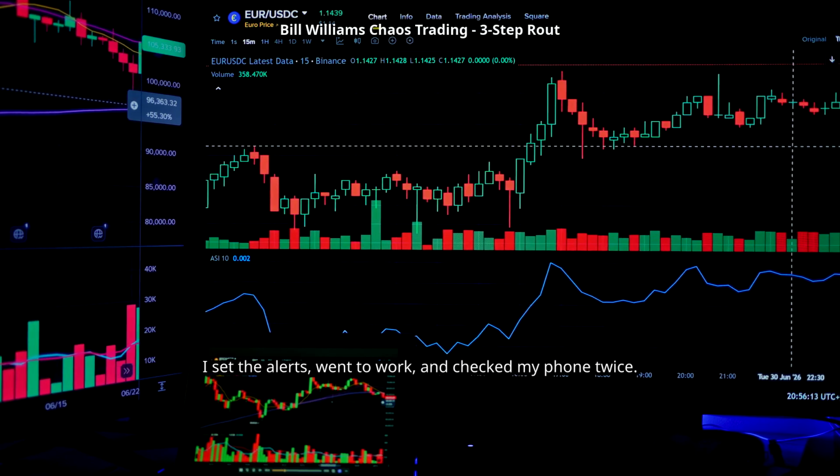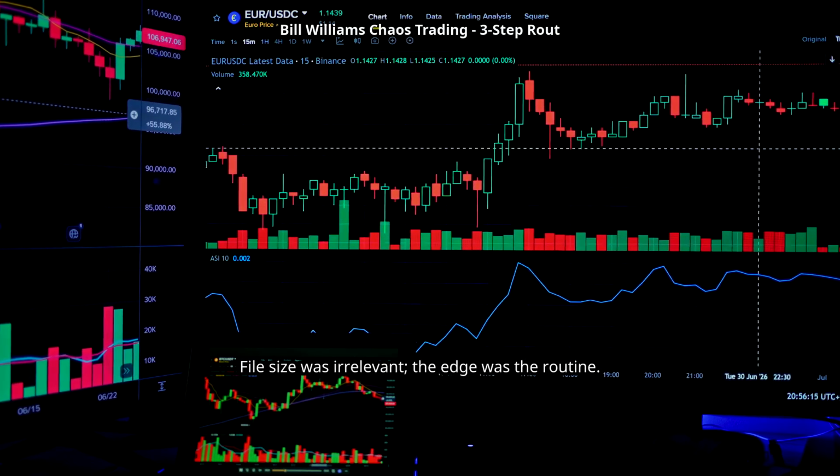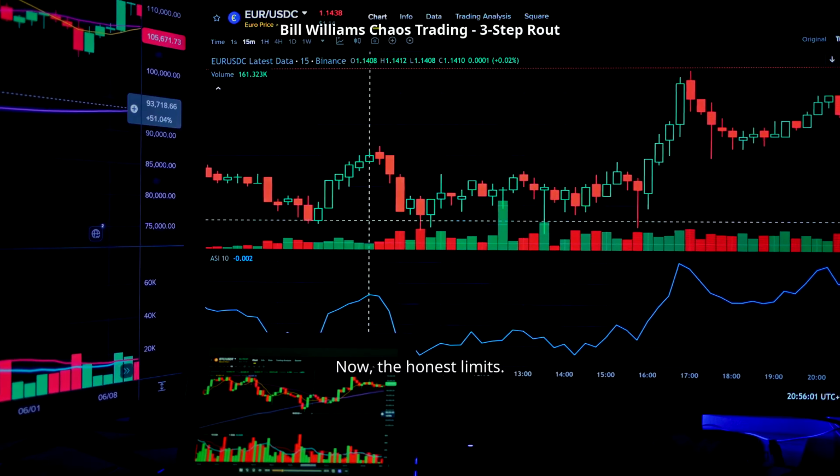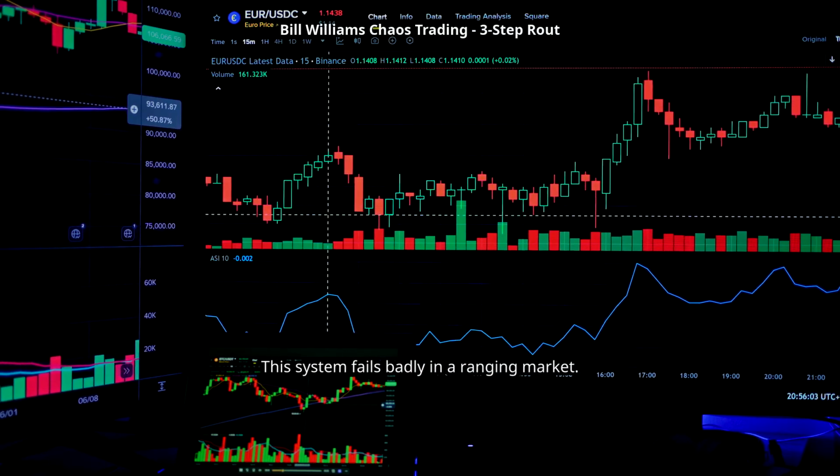The output quality was clean. No manual fiddling. I set the alerts, went to work, and checked my phone twice. File size was irrelevant. The edge was the routine.